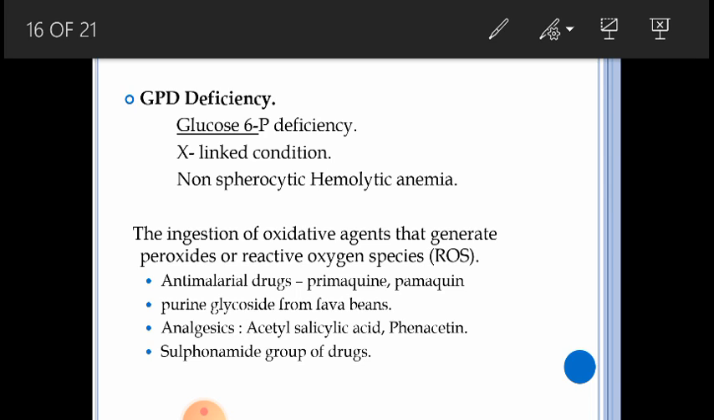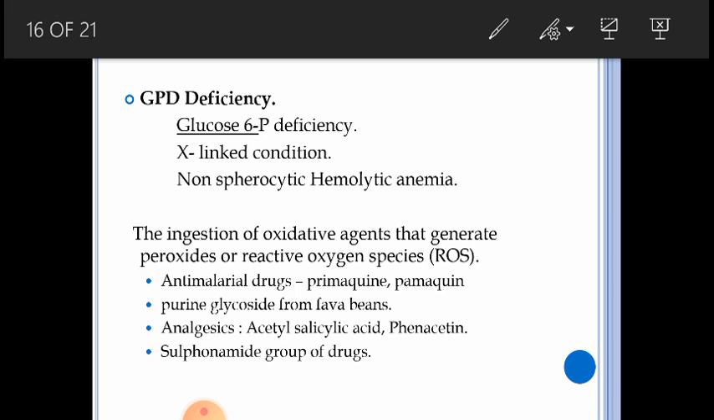These peroxides can lead to RBC lysis, and in those with G6PD deficiency, the level of NADPH will be very low. Since the production of NADPH is very low, NADPH is not available for free radical scavenging or the removal of peroxides, which is causing the RBC lysis. So it is leading to RBC lysis.